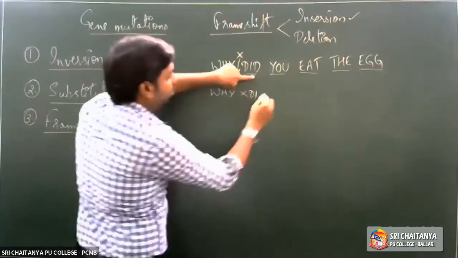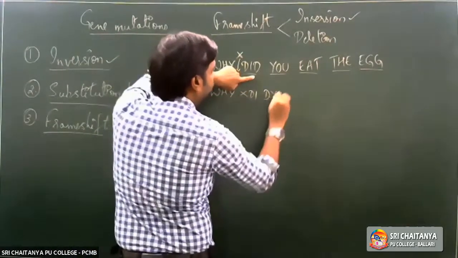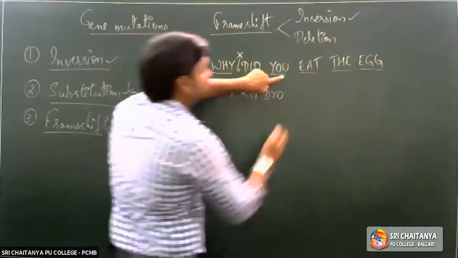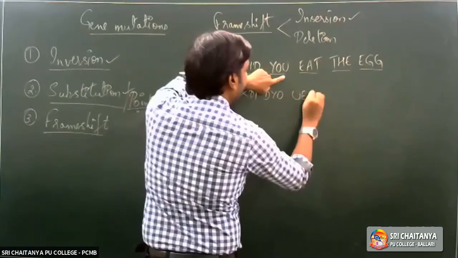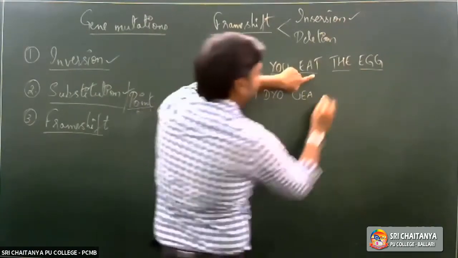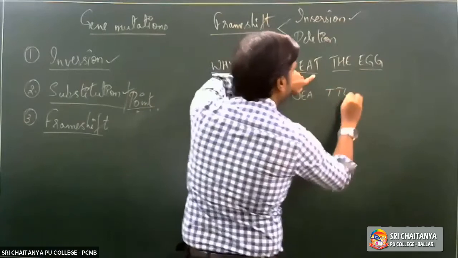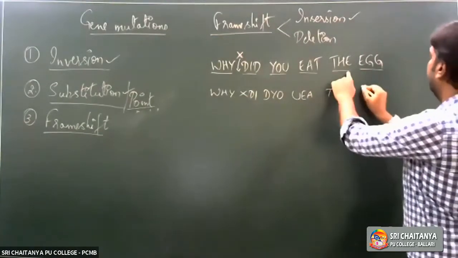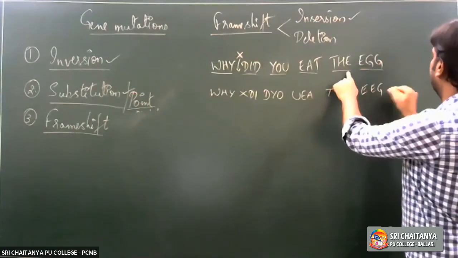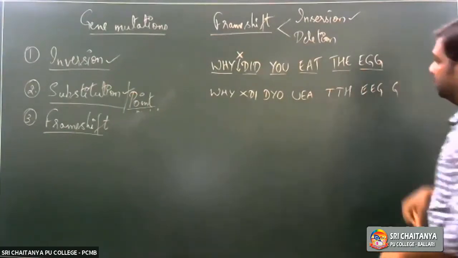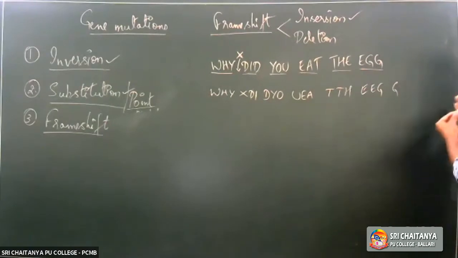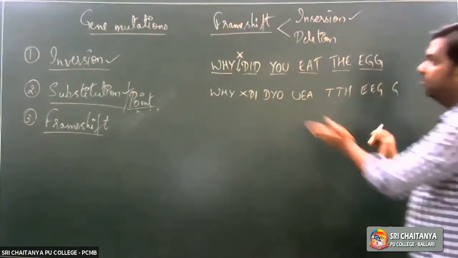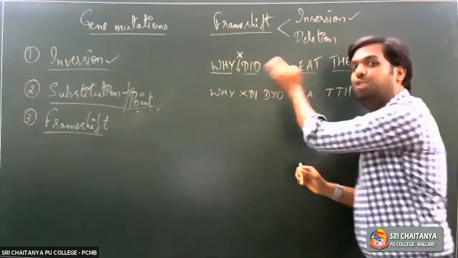The third frame would be with this D, U, O. The fourth frame would be Y, E, A. The next frame would be T, T, H. Then another frame would be E, E, G, and this one would be G here. So if you start observing this, what exactly is happening? The frames are actually being changed here.